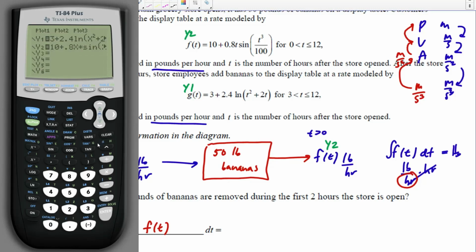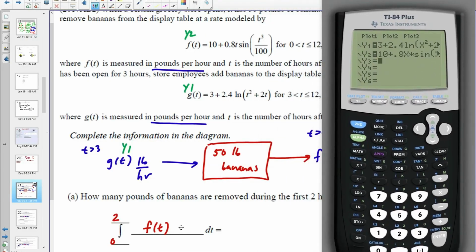All right, so I've got y2 and y1 in, and this problem here, letter A, says I want to integrate, so I'm going to go to second quit to my home screen, do a math 9 to integrate, go from 0 to 2. Right there, the f of t now is y2, so you can go vars, y vars, 1 for function, and 2 to choose y2. Make sure you close up your integral, hit enter, and there's my answer.